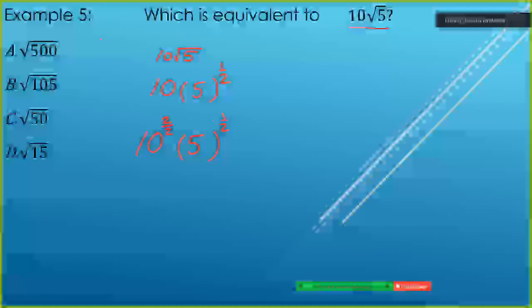Now, I guess the question is, why would I want to? Well, I'm trying to build this original expression, 10 root 5, up and find out what's the big number inside the radical that broke down to 10 root 5. So I want to get my 10 and my 5 together. And they can't get together until they both have a 1/2 power. So we're making it have a 1/2 power so that we can multiply that 10 and 5 together.